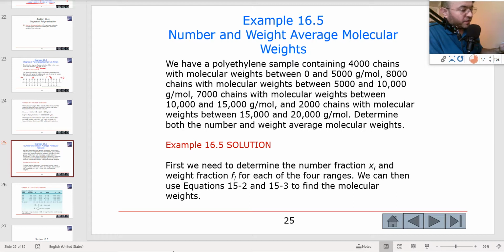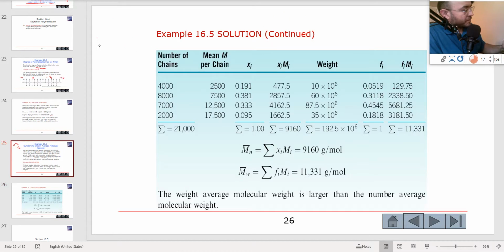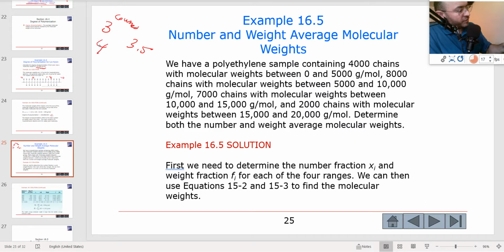Next question, number and weight average molecular weight. So in this case, we have different chains. Each chain has different molecular weight, and we want to find the weighted average of molecular weight. To give you an example, I always use this example for my students: in 1 semester you take 3 courses and your GPA in 3 courses is 3.5. Next semester you take 4 courses and your GPA in 4 courses is 4.0.